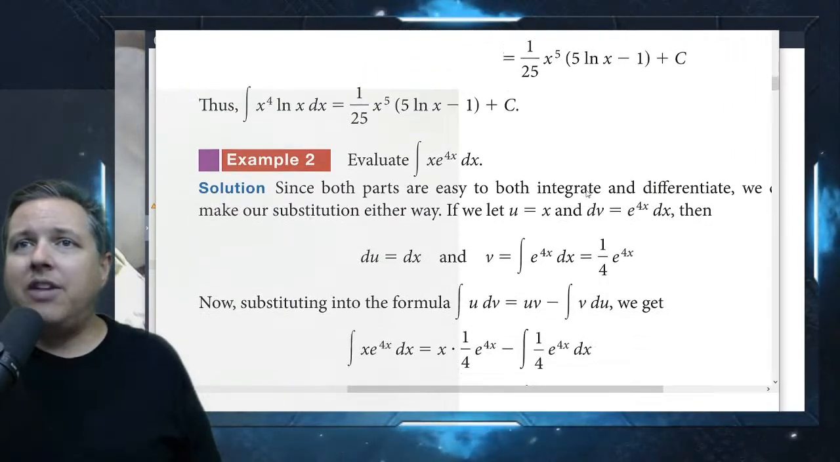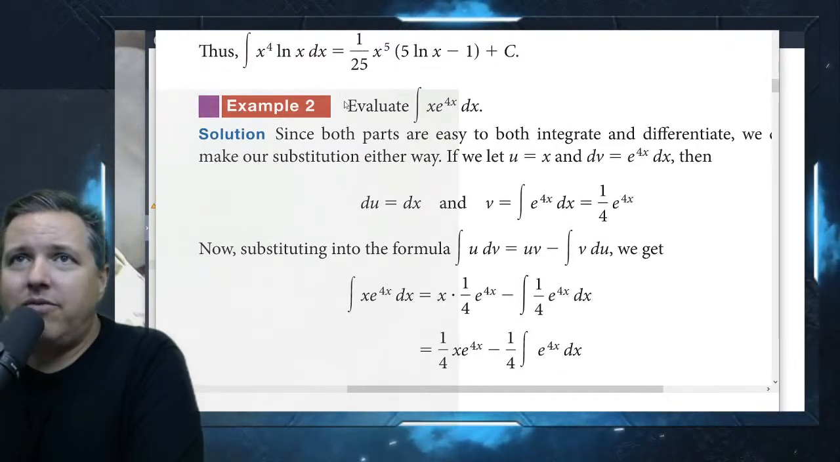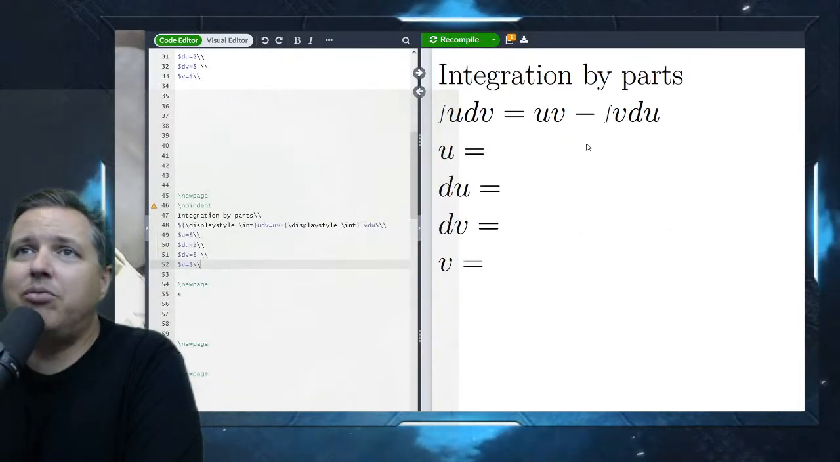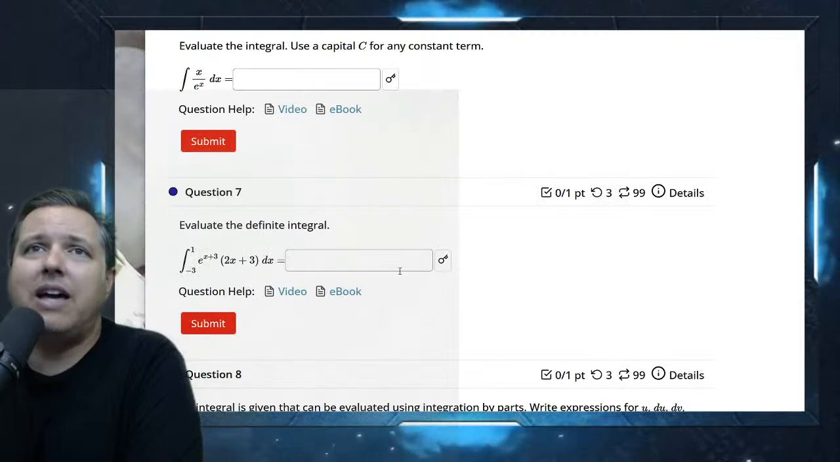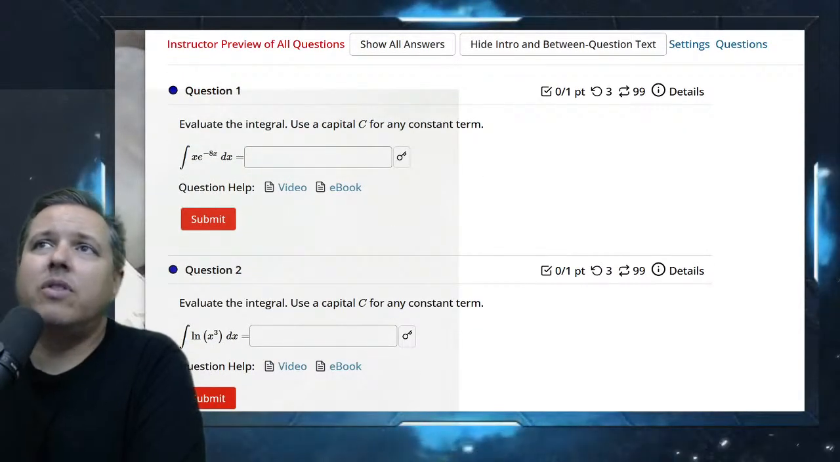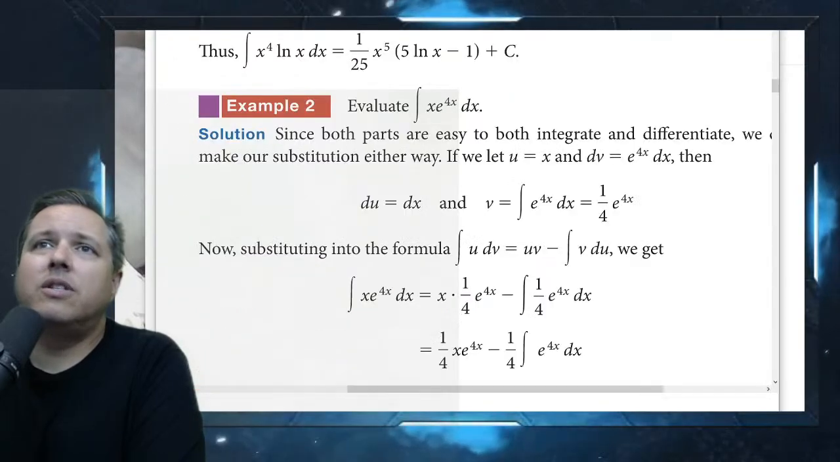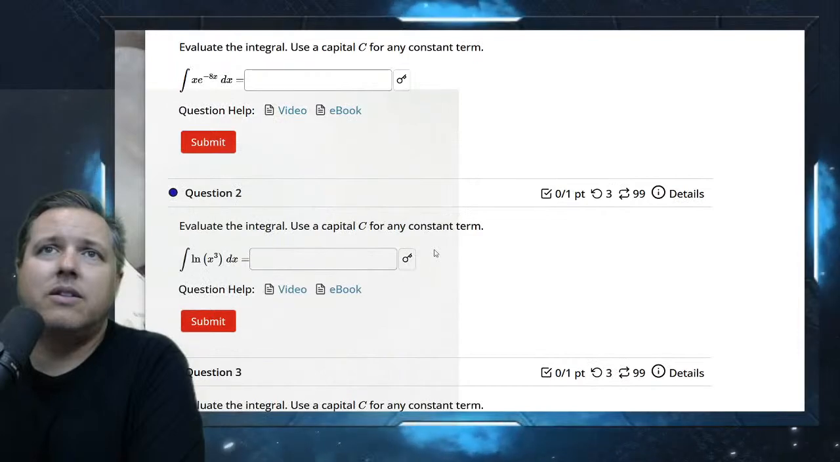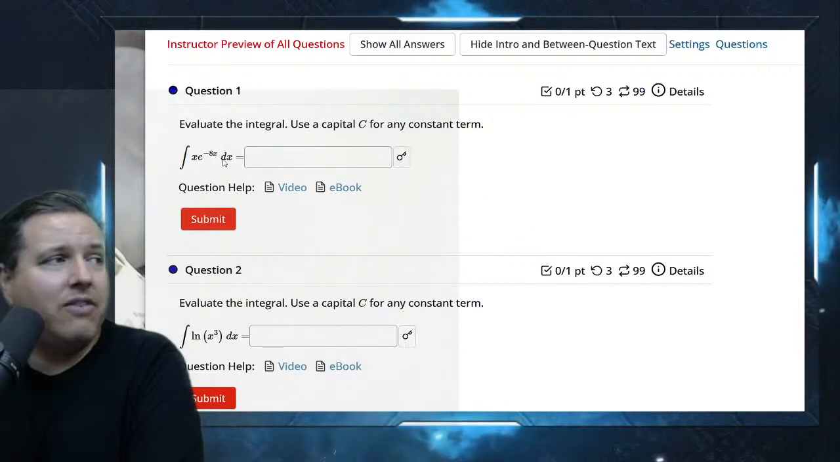Okay? And then you can see now we have another form. Evaluate the integral of x e to the 4x dx. And you'll see problems in the homework that look like that. So you'll see here, which form was it? x e to the 4x. Here we have x e to the negative 8x.